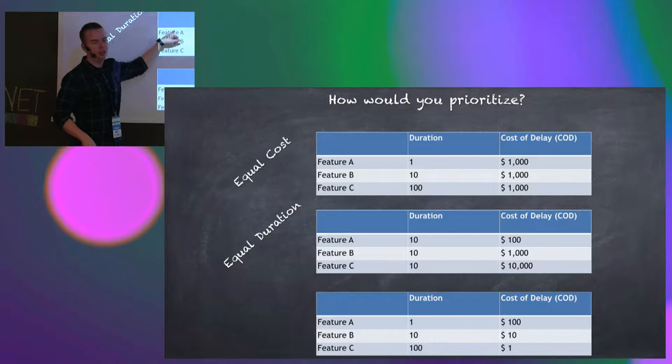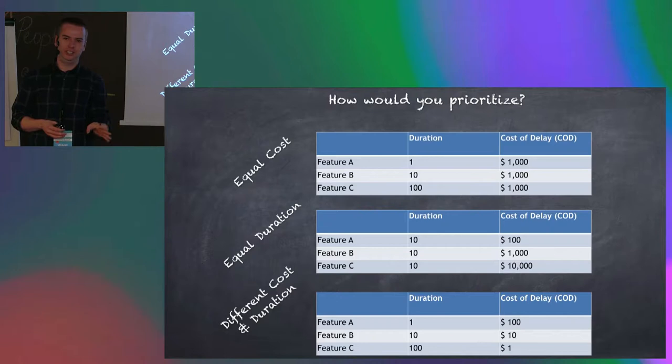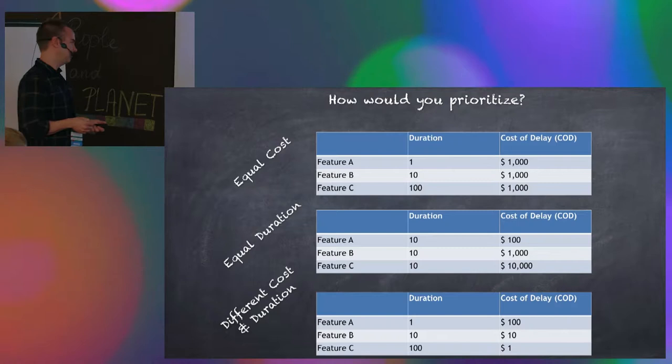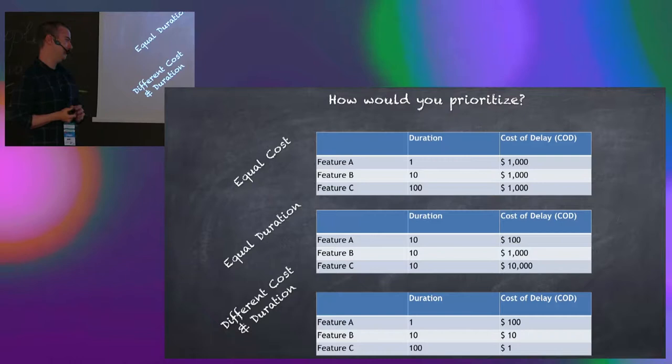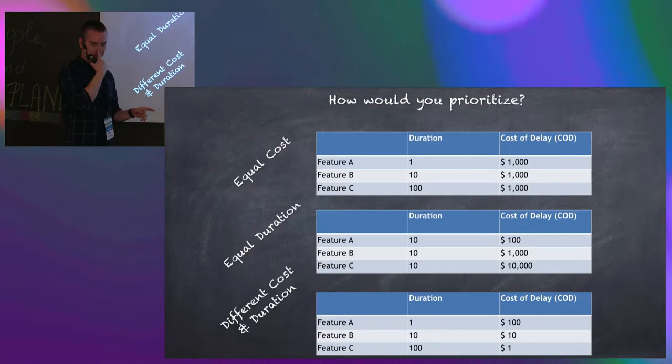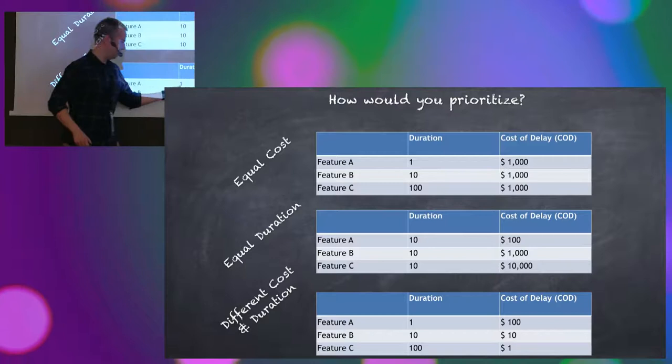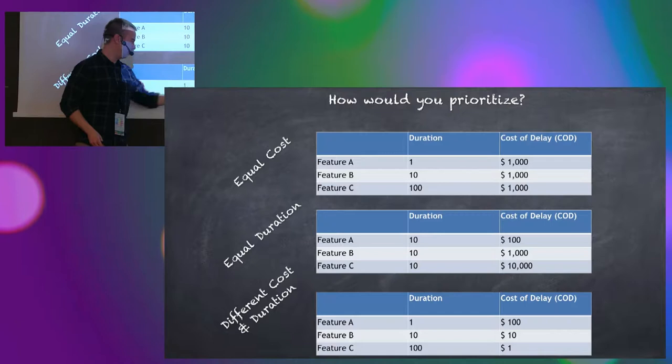Easy, still easy. And here, if we have different cost and duration, the cost is different and duration is different. Which one would you do first? Why? You are losing more money by not having this, and it's short to implement. So of course, let's bring the cost down. So this is the first, then this is the second, then ABC.